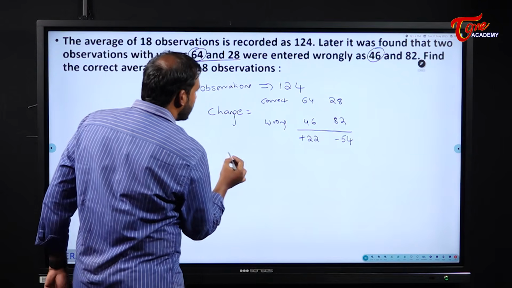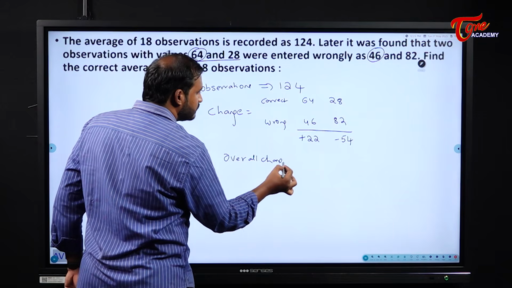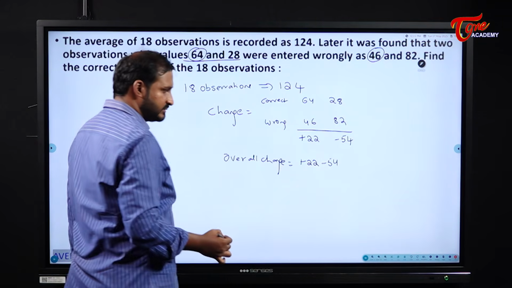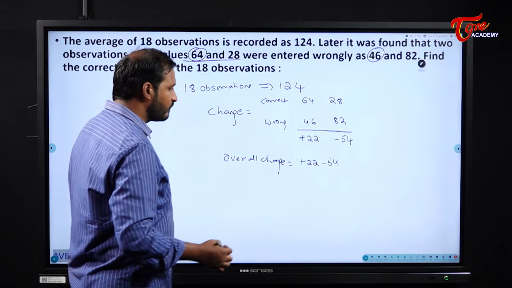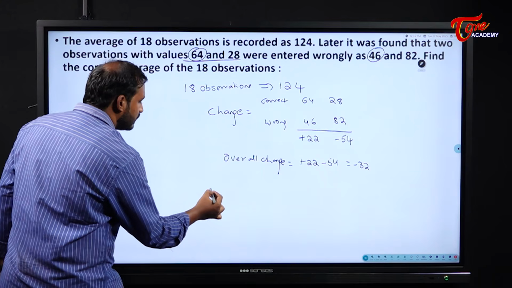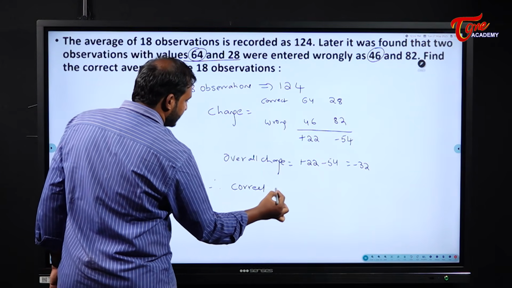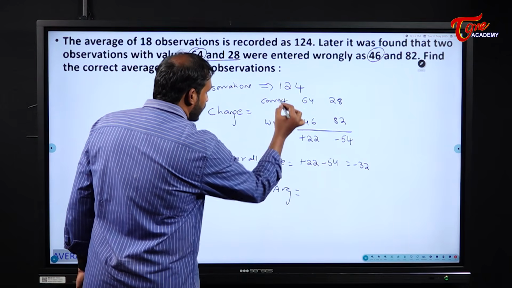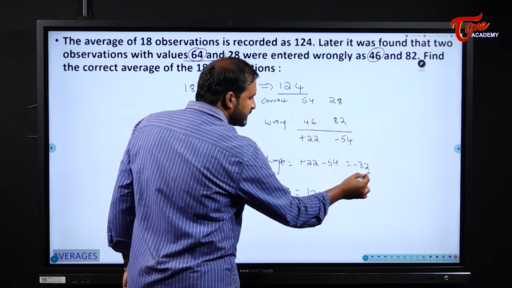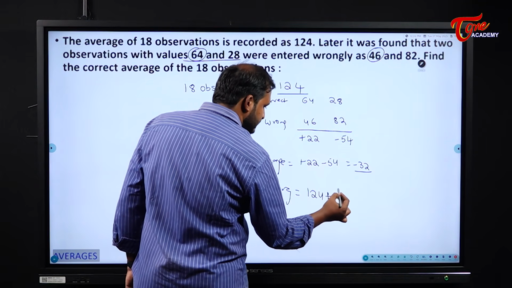So now tell me what is the overall change? Plus 22 I should add and minus 54 I should subtract. Plus 22 and minus 54, what does it become? Minus 32. So therefore the correct average is equal to the previous average, 124, plus the change. Actually you can take it commonly as a plus.